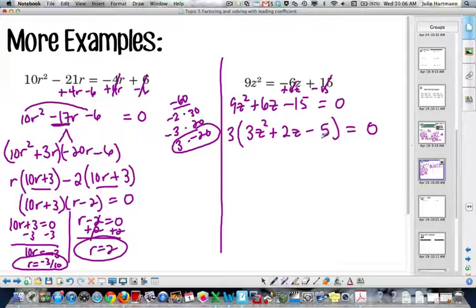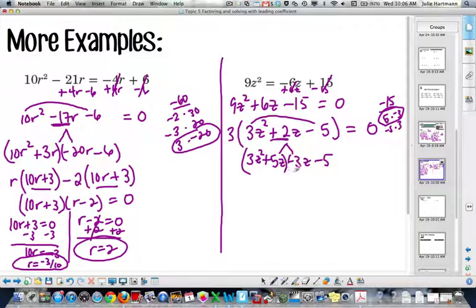We still have to factor the inside. It still has a leading coefficient, so you've got to go through your steps. 3 times negative 5 is negative 15. What multiplies to give us negative 15 that adds to give us 2? Let's see, 5 and negative 3 or negative 5 and positive 3? Positive 2, so that's 5 and negative 3. So plus 5z minus 3z.